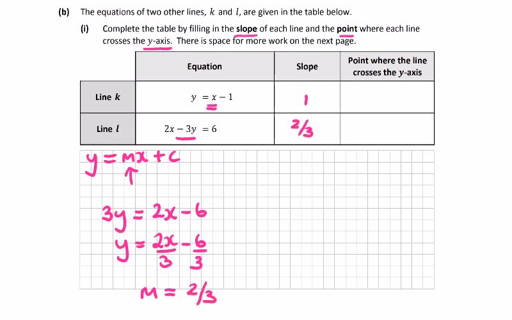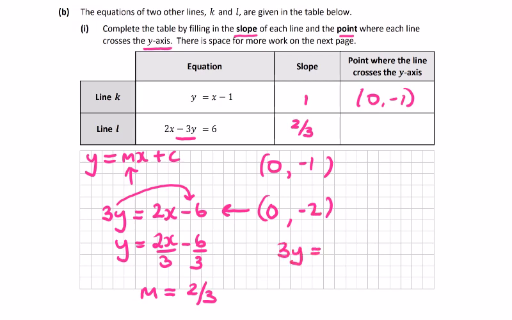Put it in. And then, well, the y-intercept is when x is equal to 0. So when x is equal to 0 in the first equation, you just ignore the x, read what's left. Y is equal to minus 1. 0, minus 1. And for the second equation, if we let x equal 0 for this one, what will be left? 3y equals minus 6. So y would be equal to minus 2. Let's write that out for the examiner. 3y equals minus 6. Y is equal to minus 2. So we have the point 0, minus 2.